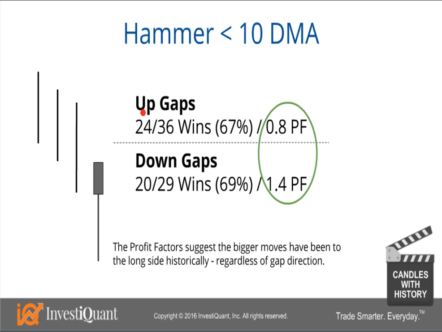Hammers, I call them hammer sticks, the hammer candlestick. That's pretty clear to me looking at the profit factor. This tells you that bigger moves have been to the long side because it's lost money shorting up gaps. So fading up gaps has lost money. But buying down gaps has made money. So that's a clear long bias, regardless of which way you gap. So a hammer does indeed point to hammering out a bottom after weakness.